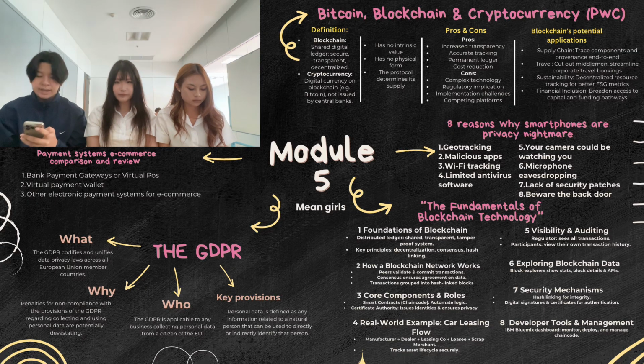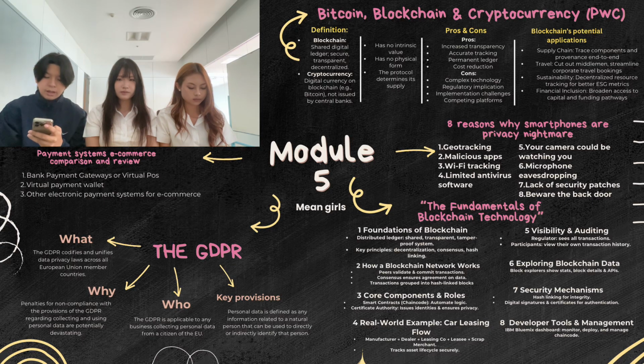Next is the car leasing example. Blockchain records every transfer of a car from manufacturer to dealers, lease, and scrap merchants. Regulators see the full history, while others see only their parts. Next is visibility and auditing. Regulators get full transparency while participants see only relevant data.